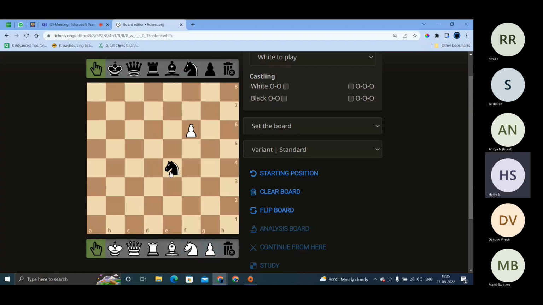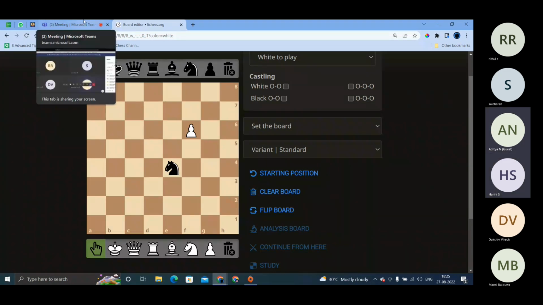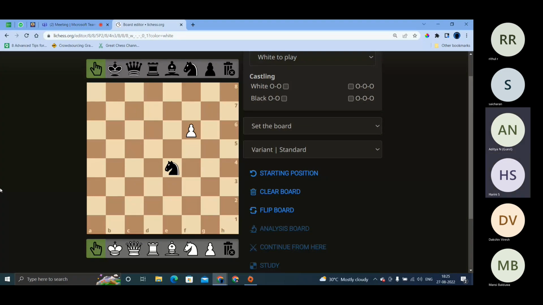Aditya, now tell me, can this knight capture this pawn? Yes or no? No. Will it capture it or not? No. Why can it not capture it? How does the knight move? Only 2 steps, no, that is wrong. It will not have any business in these 2 steps. It only controls this square.